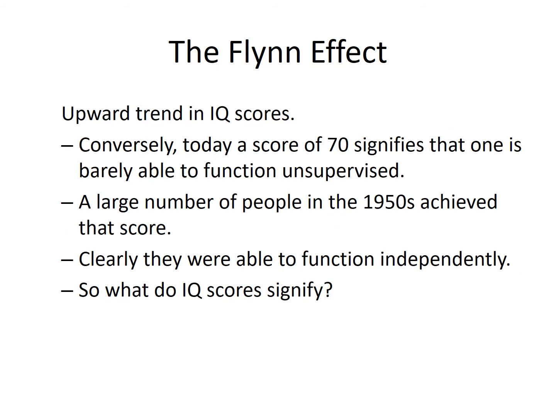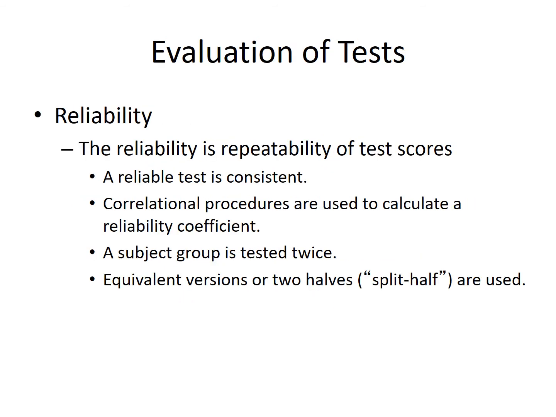Conversely, today's score of 70 signifies that one's barely able to function unsupervised, and a large number of individuals in the 50s would have achieved that score even though they were working full-time jobs. So when we're looking at IQ, it's a malleable process that's occurring, and it changes over time.